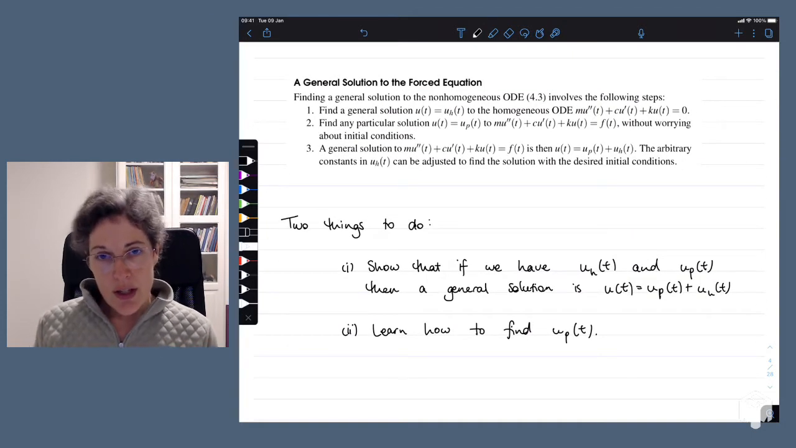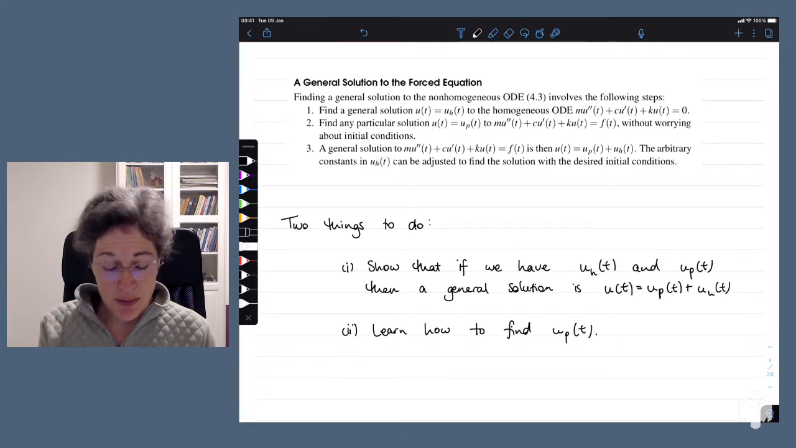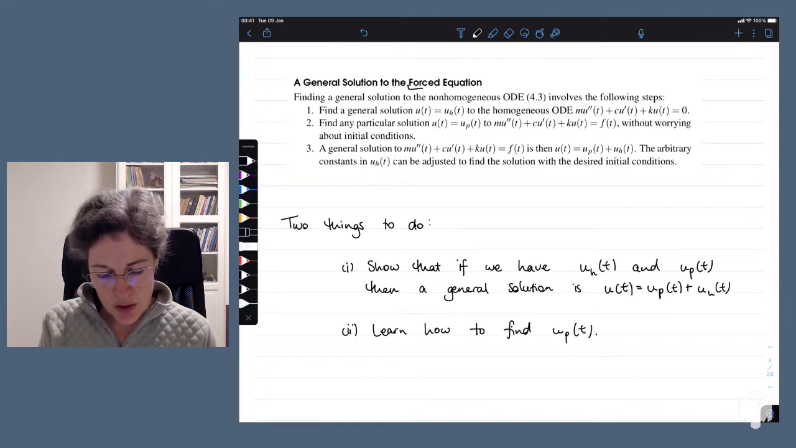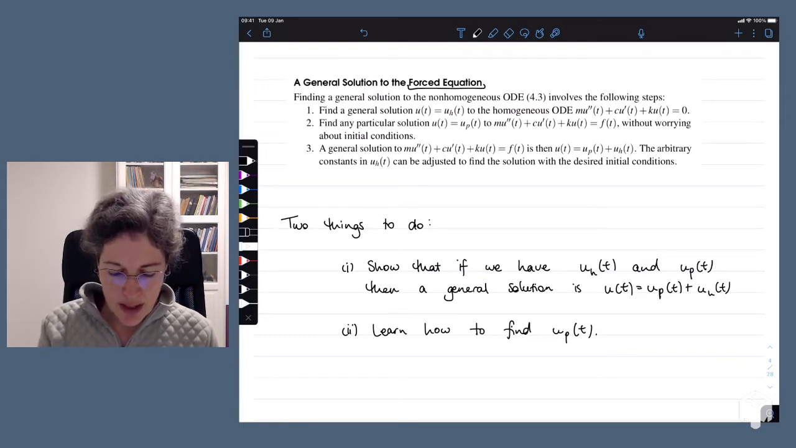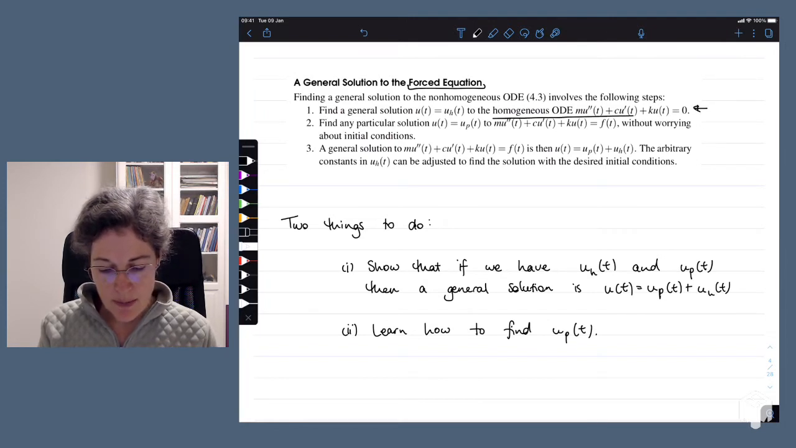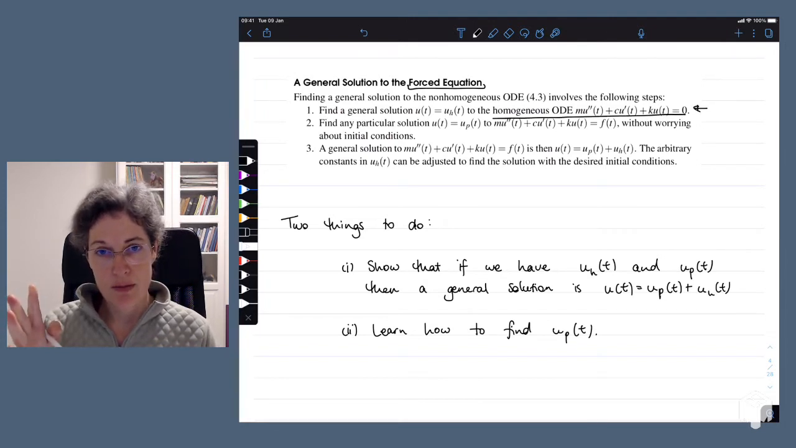So it turns out that we can use our solutions to the homogeneous differential equation as part of the solution to the non-homogeneous case, which might sound a bit strange, but true. So the way that we're going to go about finding a general solution to the forced equation is a three-step process. The first is we're going to find the general solution to the homogeneous ODE, so the one where f of t is equal to 0. That we in fact already know how to do. We spent a lot of time last week doing that.